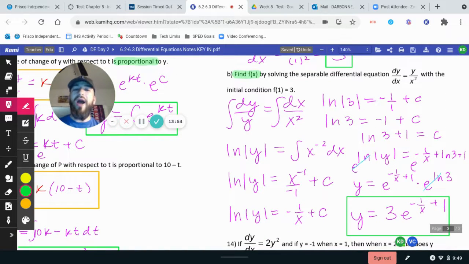Okay, so y is the same as f of x. You don't have to change it back into f of x at the end. They understand that if you put y, you mean f of x. But anytime you see that written down, that means you have to solve it for y.